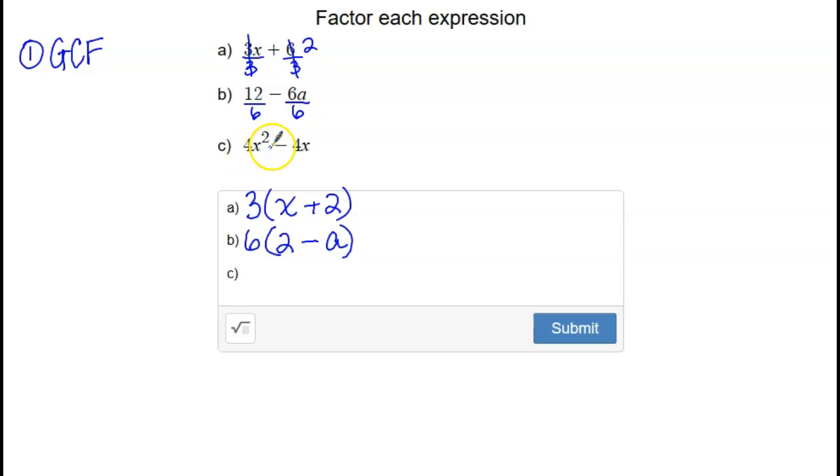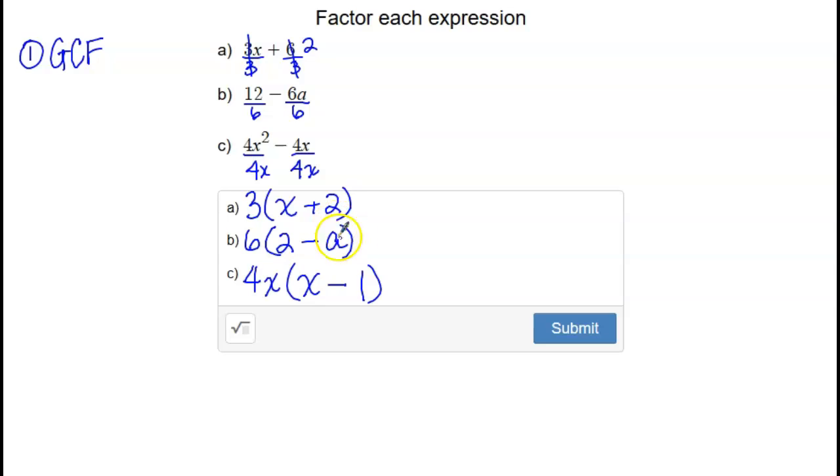On the last one, it has a 4x squared here and a 4x here, so the GCF would be 4x. And we're going to divide both of these by 4x. So 4x squared, 4 divided by 4 is 1. X squared divided by x is just x. So we would have x minus 4x divided by 4x. Anytime that you divide something by itself, it's always 1. Okay?